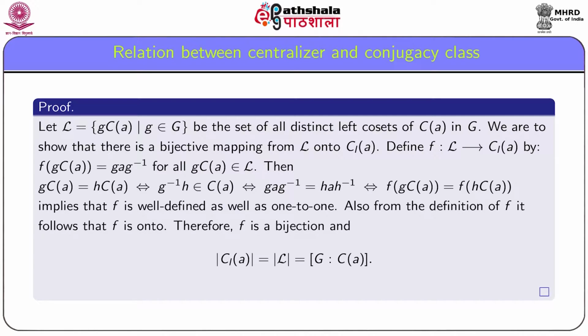Let us denote the set of all left cosets of C(A) in G by script L and define a mapping F from script L into CL(A) by F(gC(A)) equals gag inverse. Since the elements in L may have different representations, first of all we need to establish that the mapping as we have defined here is well defined.